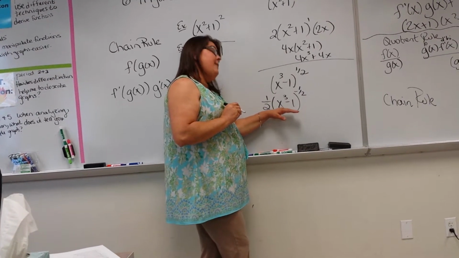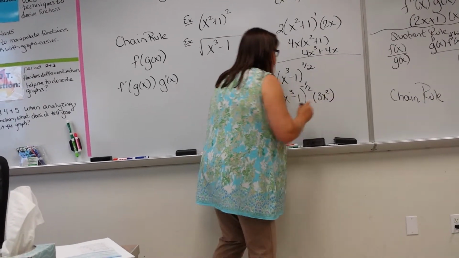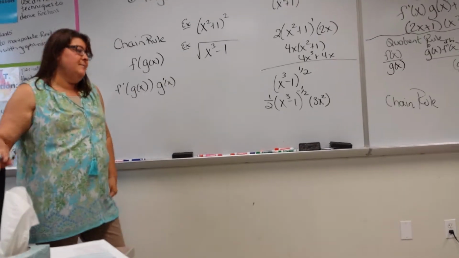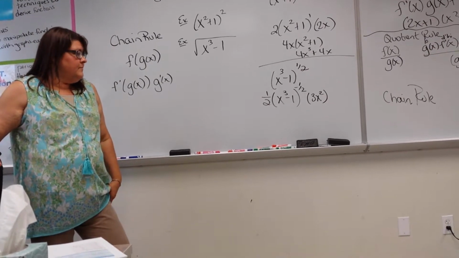And then it's 3x, and then the derivative of the inside is 3x squared. Does that make sense to all? And then you clean it up.